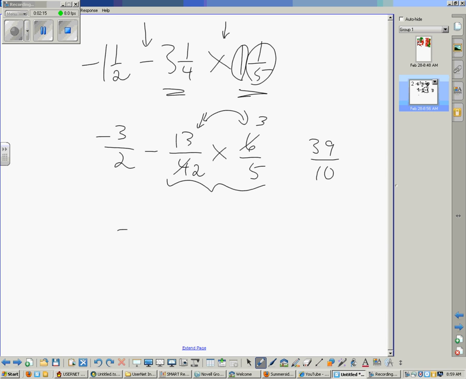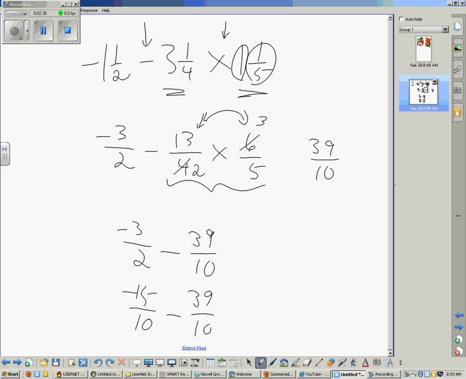So we have negative 3 over 2, take away 39 tenths. And we'll just put it as 39 tenths here. We have one operation left. Now that we're subtracting, we're going to find a common denominator. So we are going to use 10 on that one. What's an equivalent fraction to negative 3 halves that has a denominator of 10? That's going to be negative 15 tenths.